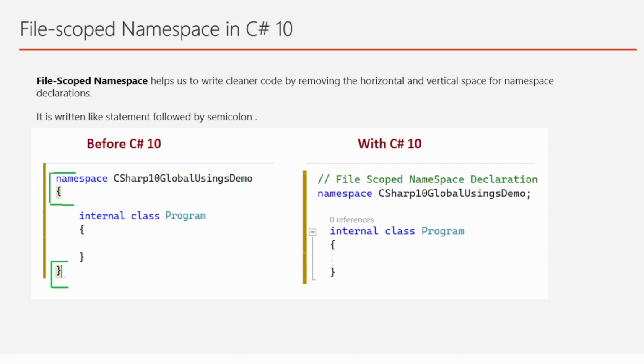File scoped namespace in C# 10. File scoped namespace helps us write cleaner code by removing the horizontal and vertical space for namespace declaration. Before C# 10, we used to write the namespace keyword, then the namespace name, then an opening curly bracket, and at the end a closing curly bracket. It was consuming some space in a code file. With C# 10, we can simply write the namespace keyword, the namespace name, and at last a semicolon. It is equivalent to the earlier version of C#, but it is easier to write, and we don't need to worry about a missing curly bracket that we used to face in bigger programs.